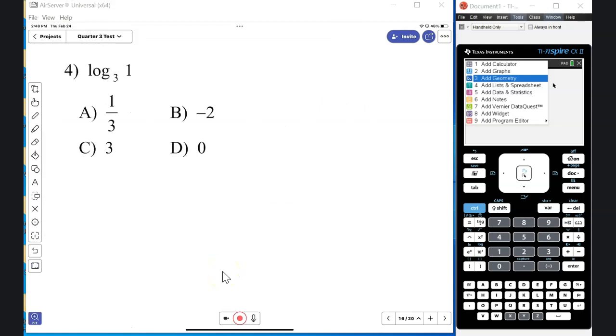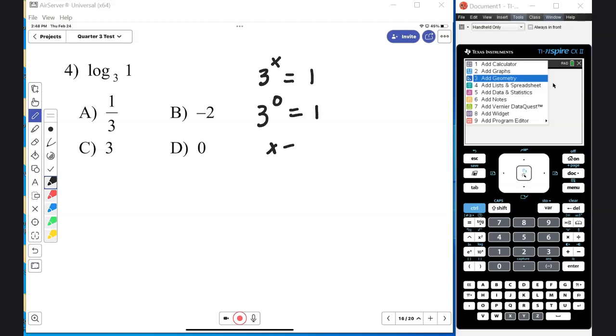For this next problem, we have a logarithm of base 3 of 1. Remember that you want to write it as your inverse. So you have 3 raised to the power x gives you 1. So we know that 3 to the 0 power gives you 1. So x equals 0. So your answer is D.